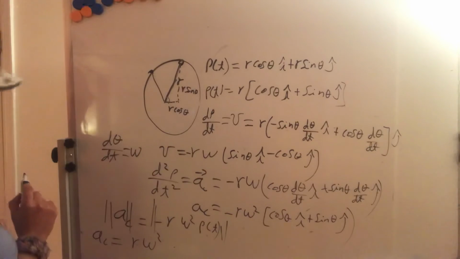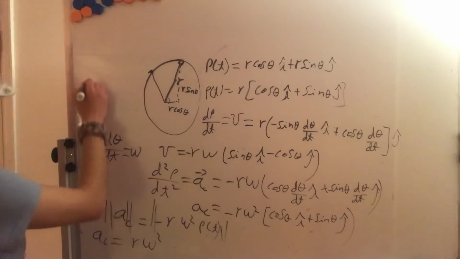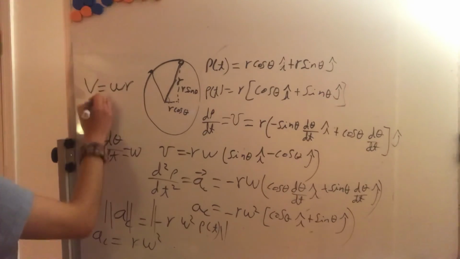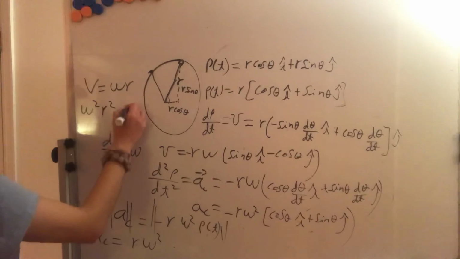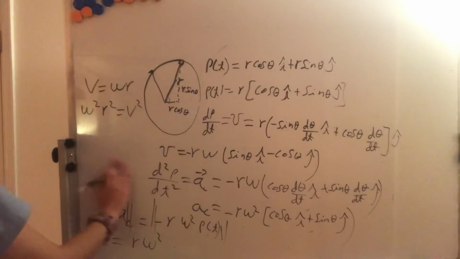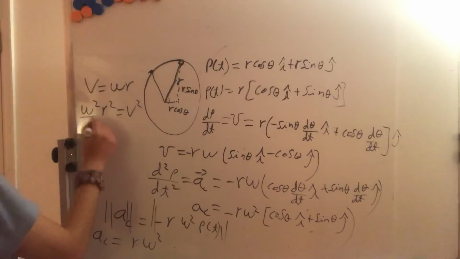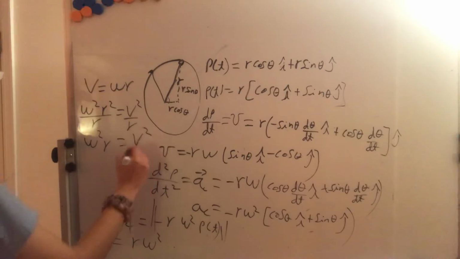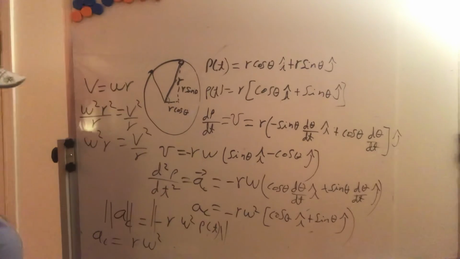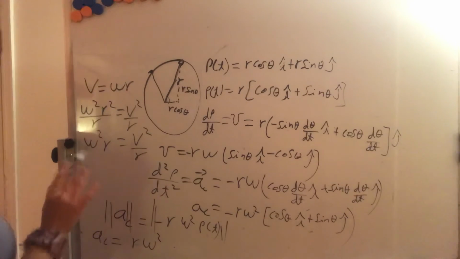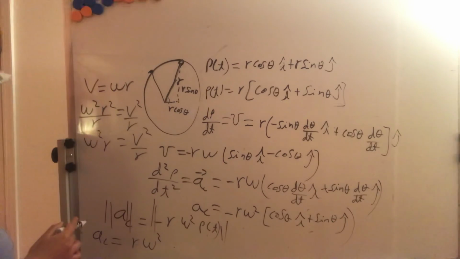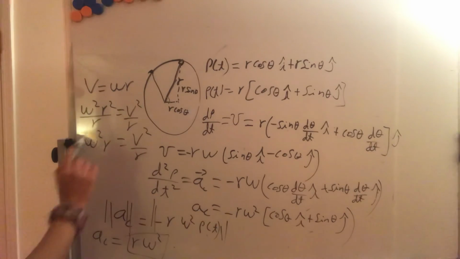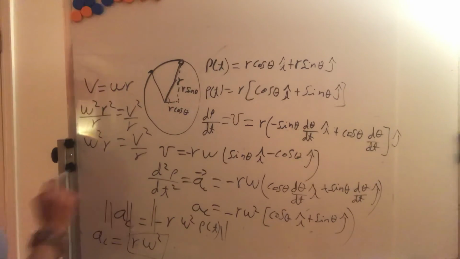Also we can write this as, we know that velocity was omega times r, so omega squared r squared would be velocity squared, and if I divide everything by r, I would have omega squared r is equal to velocity squared divided by r. So this is how we know that the centripetal acceleration is either equal to r times the square of the angular velocity or the square of the velocity divided by r.